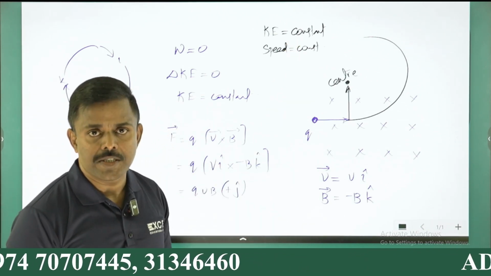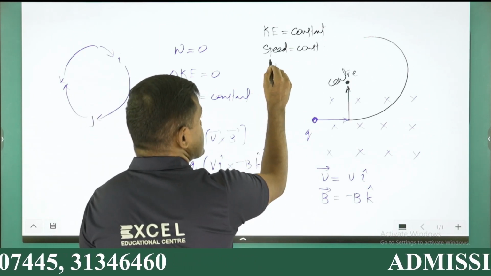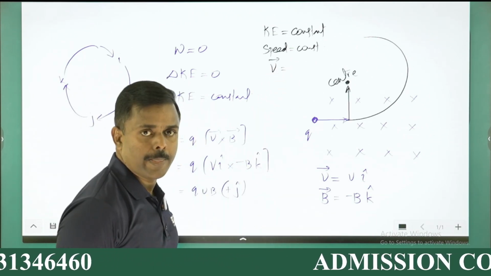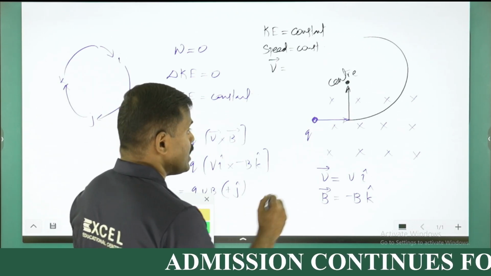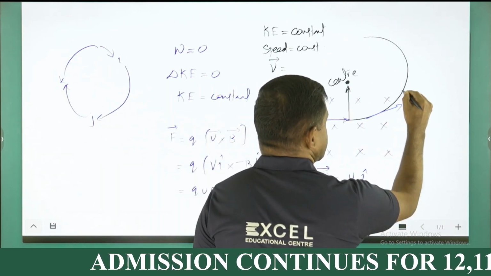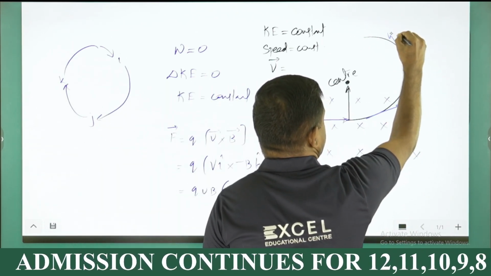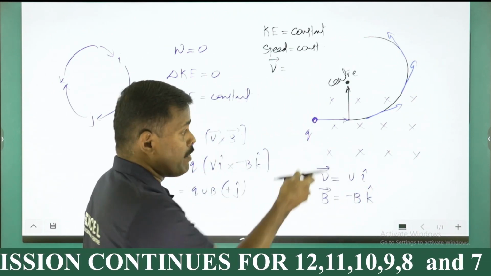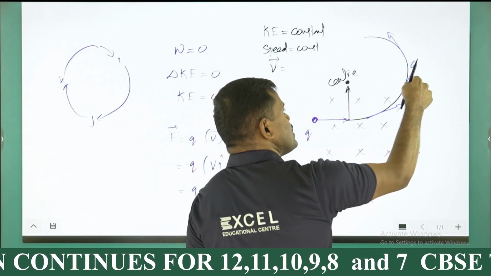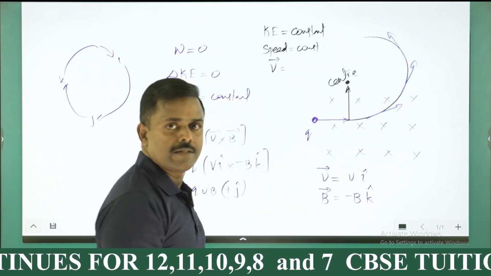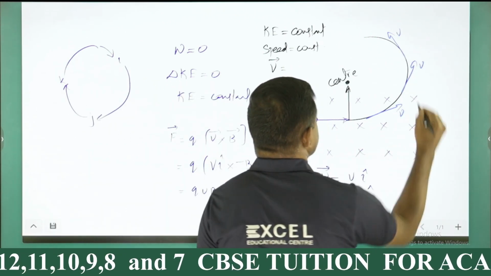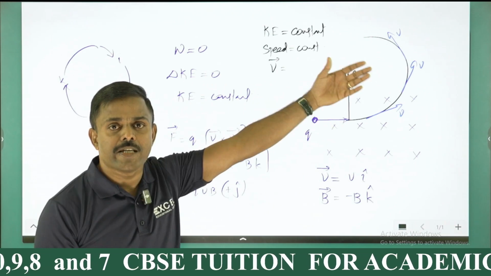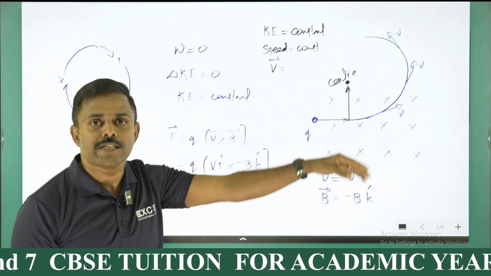But what about velocity and momentum? Velocity is a vector quantity. So look at that. For a vector quantity, how about the directions? Here the direction is this, direction is this, direction is this. So velocity continuously changes direction. Here velocity is in this direction, in this direction, in this direction. So velocity continuously keeps changing because direction keeps changing.